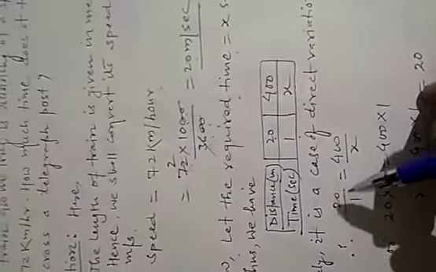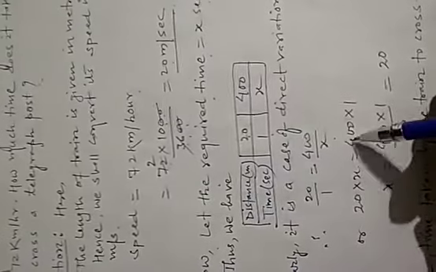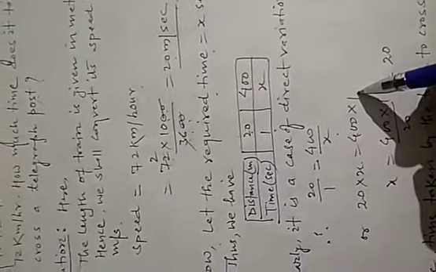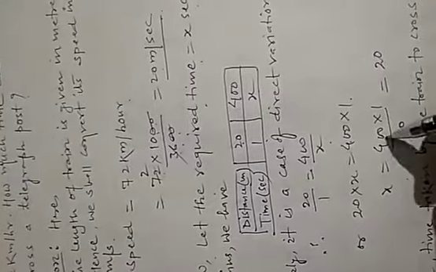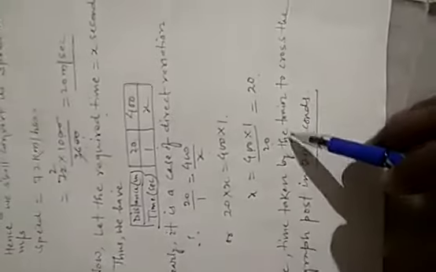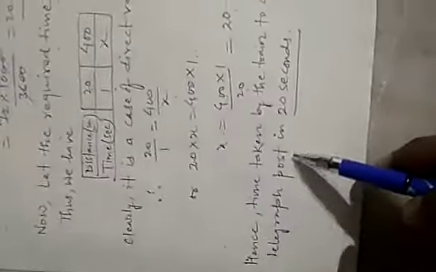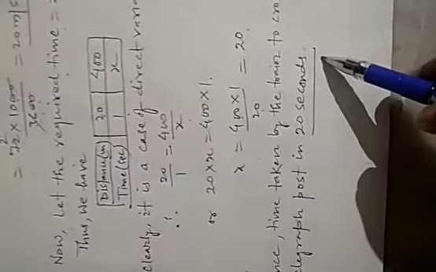Therefore, 20 by 1 is equal to 400 by x, or 20 into x is equal to 400 into 1. Hence, x is equal to 400 by 20, which is equal to 20. Hence, the time taken by the train to cross the telegraph post is 20 seconds. Clear?